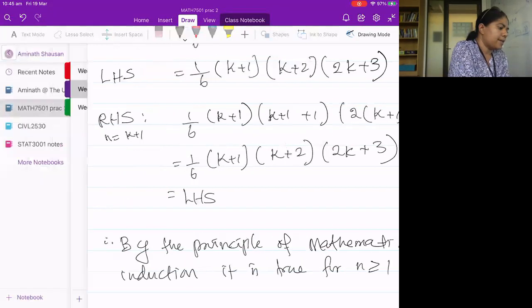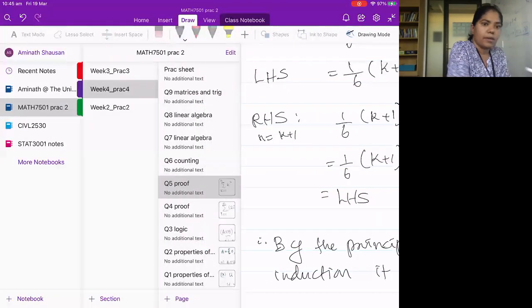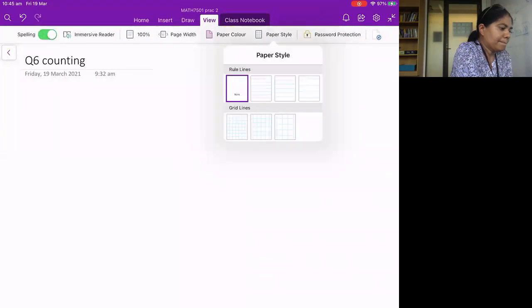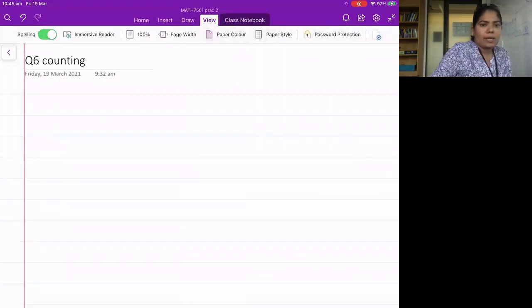The next part is about linear algebra or counting. Question 6 is counting. Three identical dice are rolled, each with 6 sides, labeled 1 to 6. How many possible outcomes are there?